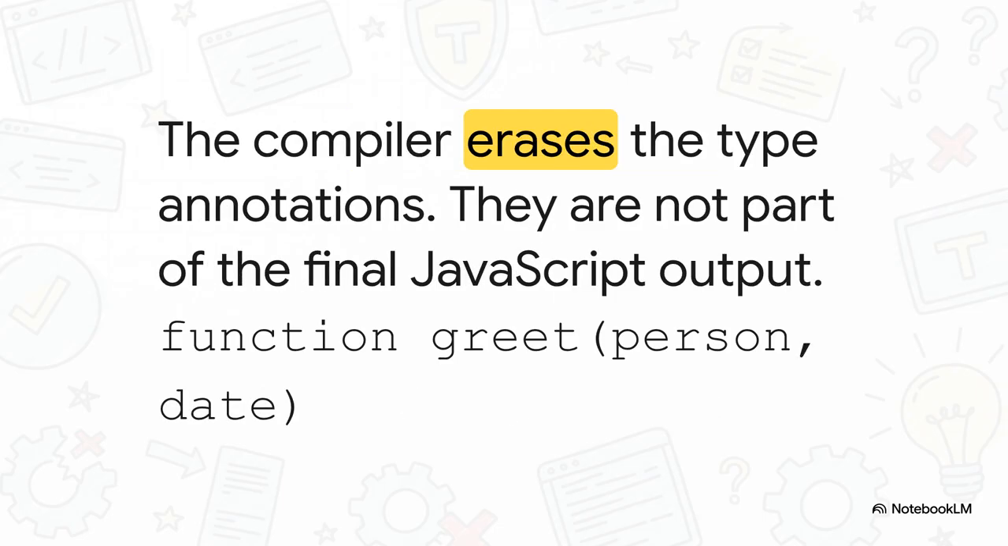But here's the really cool part. What happens after the compiler does its job? Poof, the type annotations are just gone. This is a super important concept called type erasure. The types are only there for checking your code, and then they get completely erased to produce standard everyday JavaScript.